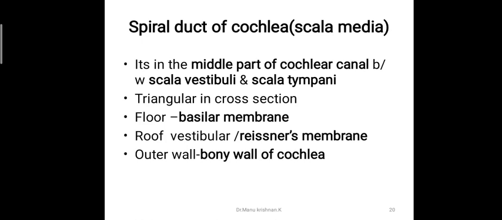So in a previous cross-sectional picture of the bony cochlea, we have seen a central triangular pink colored area, which I told I will be explaining later. So that part is nothing but the spiral duct of cochlea or scala media. It is the middle part of the cochlear canal, lies between the scala vestibuli and the scala tympani, and it is triangular in cross section, and the floor is basilar membrane, while the roof is formed by the vestibular membrane, and the outer wall is formed by the bony wall of cochlea.